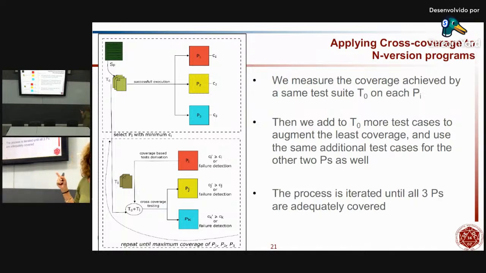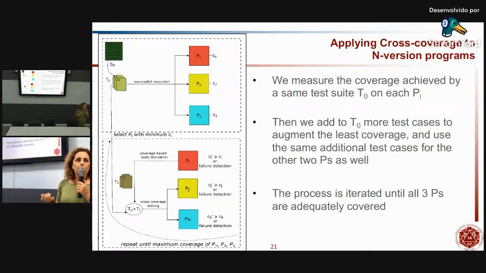So in the figure, you have three programs, P1, P2, and P3. We have the specification, the dark green, and from this specification, with some model-based approach, for instance, we derive a test suite. This test suite is to test the system, right? It's not to test the code of the program. Then we exercise this same test suite on all three programs, P1, P2, and P3. And we apply coverage measure, and we measure C1, C2, and C3, that are the coverage achieved on the three programs.